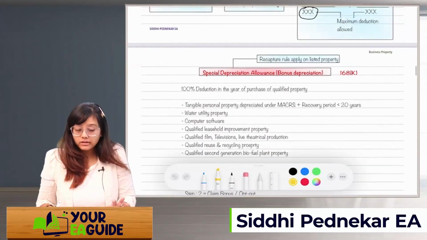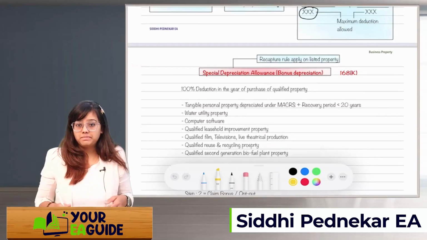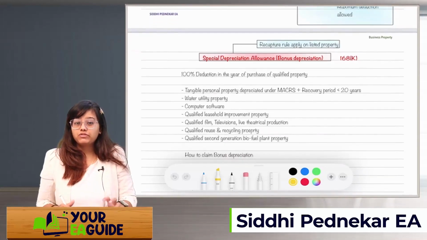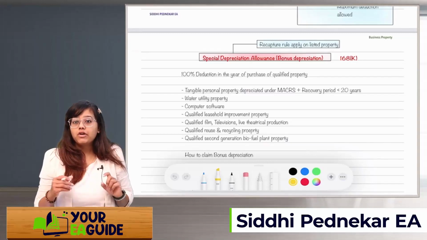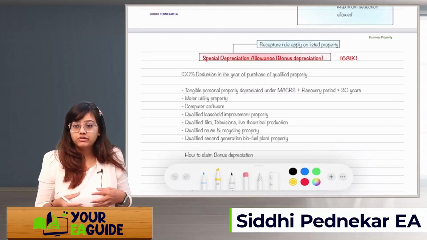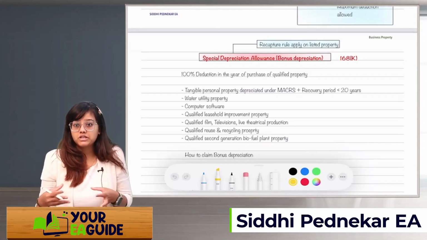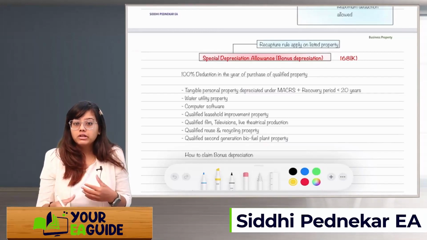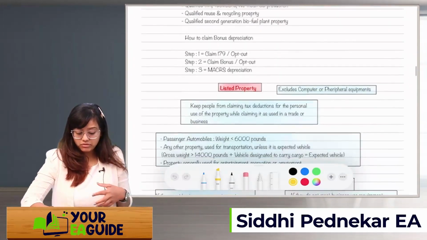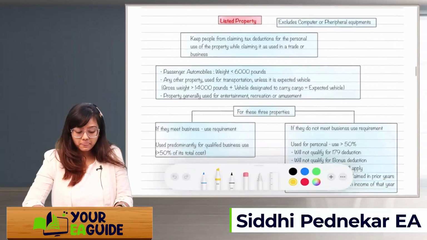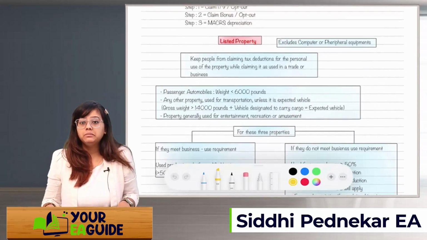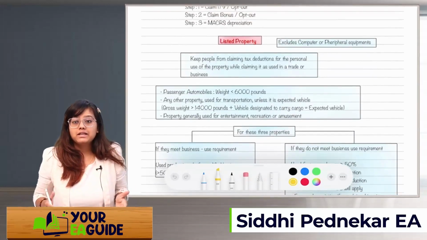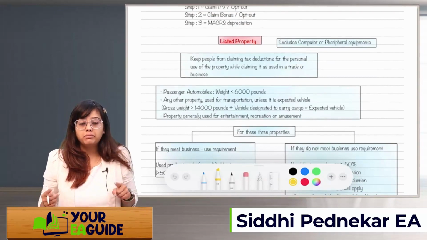Now here, in case of bonus depreciation, if it's a listed property, then the recapture rule will apply. Recapture means what? If the business use is reduced to less than 50%, then the whole benefit which you have claimed as bonus depreciation will be recaptured. Means it will be taxable back. So what do you mean by listed property? Listed property is anything which is other than computer and peripheral equipment.